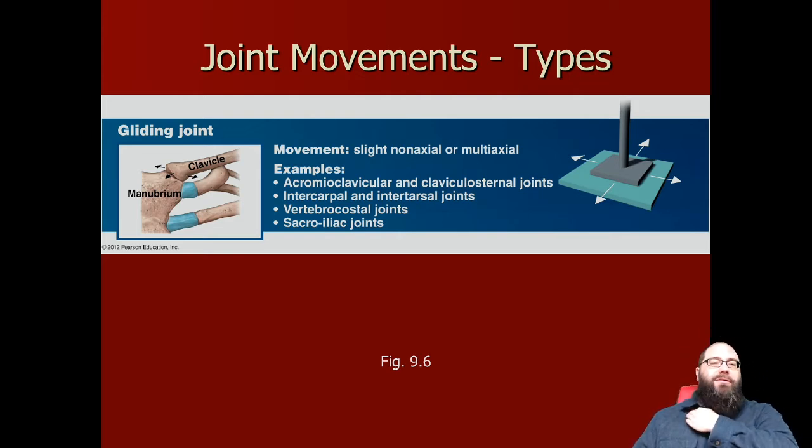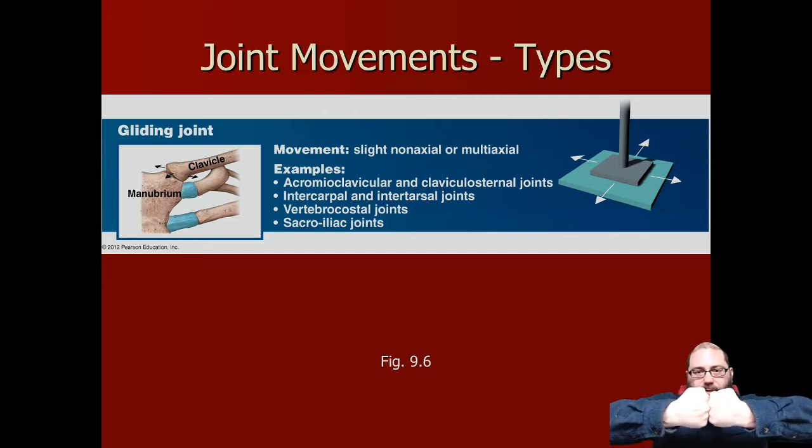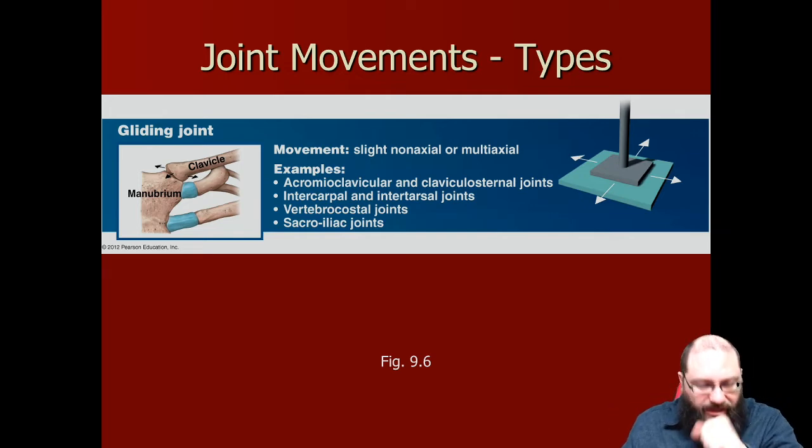so where your clavicle attaches to the sternum and where it attaches to your acromion, there is movement where the two bones come together. They're very held together, right? But they can slide a little bit like this, a little bit like this. So they can do that, all right? Other examples are your vertebrocostal joints, where your ribs attach to your vertebra, and your sacroiliac joint.